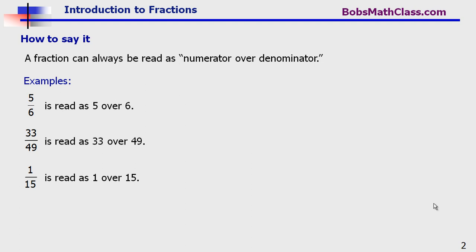How to say it. So we always want to be able to communicate, but we need to know how to read that fraction. One way of reading it is you can always read it as the numerator over denominator. So this first fraction can be read as 5 over 6. This second fraction, 33 over 49. And the last fraction, 1 over 15.